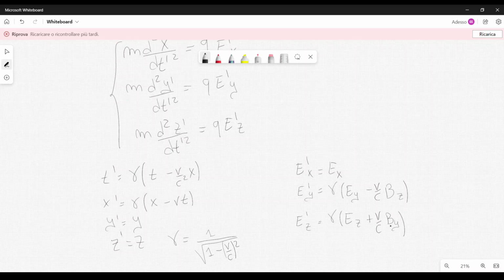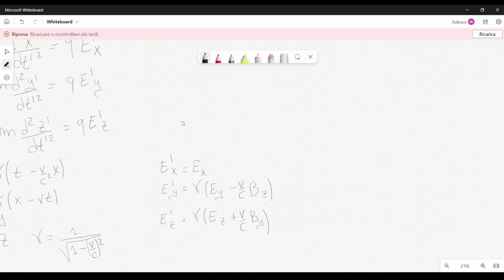By. And then we have B prime x equal to Bx, B prime y equal to gamma By plus v over c Ez. And then we have B prime z equal to gamma times Bz minus v over c Ey.